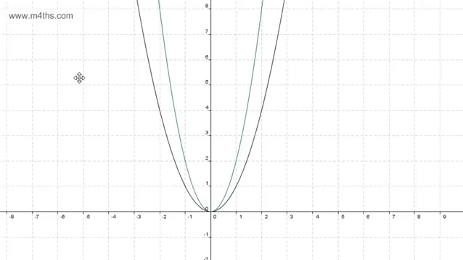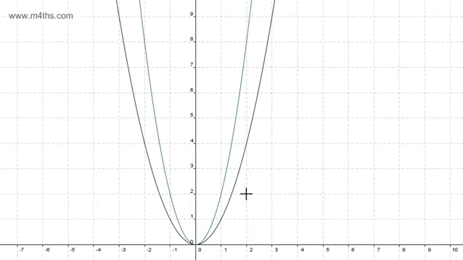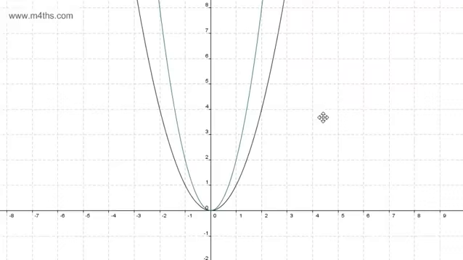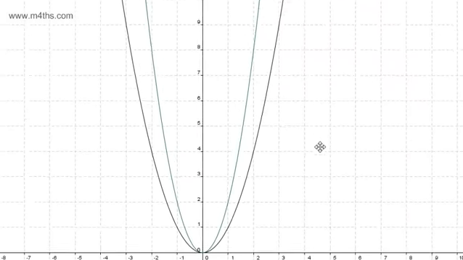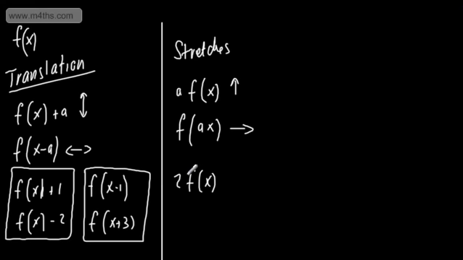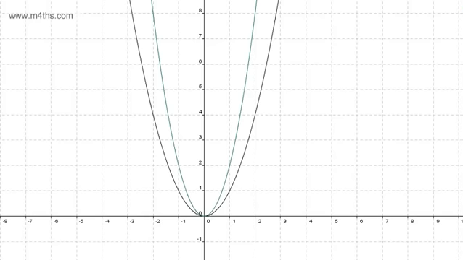If we pick another point, this point has gone from 2, 4 to 2, 8. So you can see that we're multiplying the y coordinates by 2. This one that I've just drawn is 2f of x. It's on the outside, so it's going to be changing the y coordinates. The next one that I'll do is going to be 3f of x. This time what we'll see is that the y coordinates are going to be trebled.